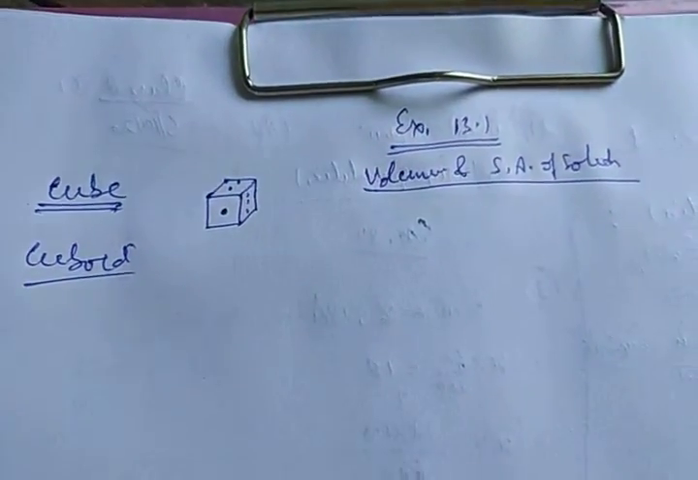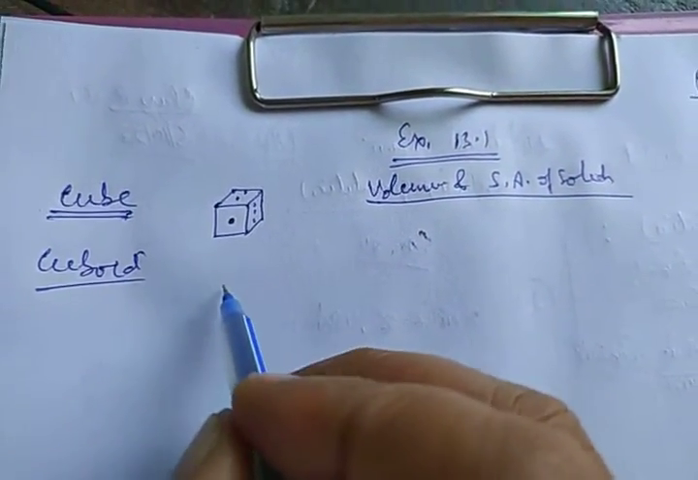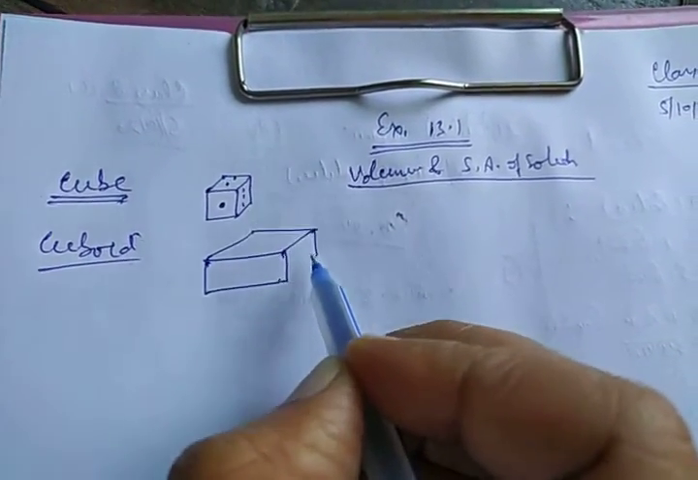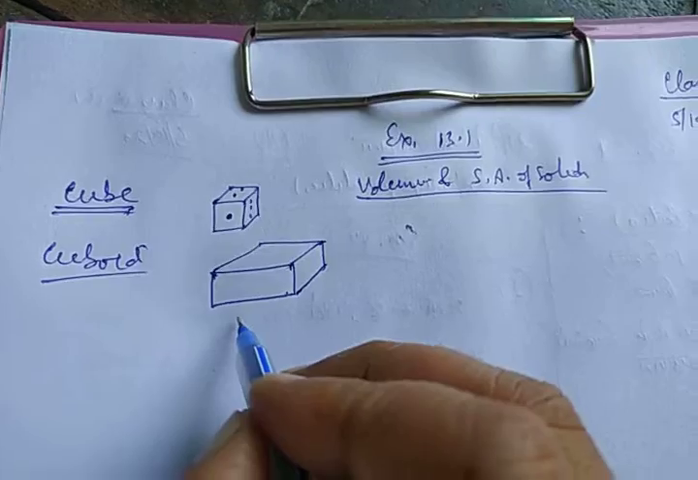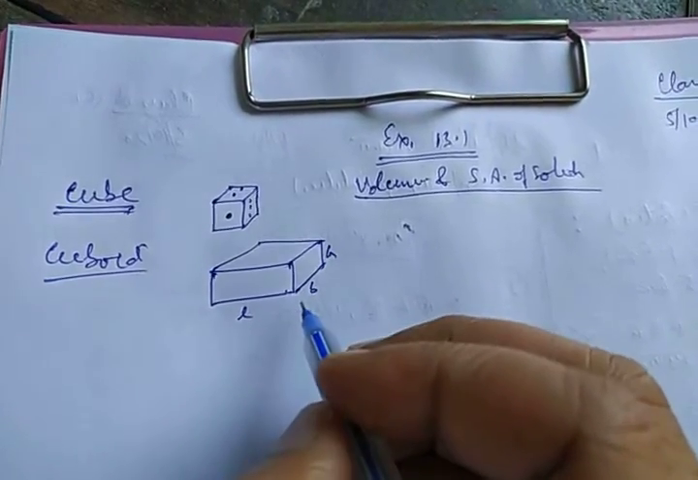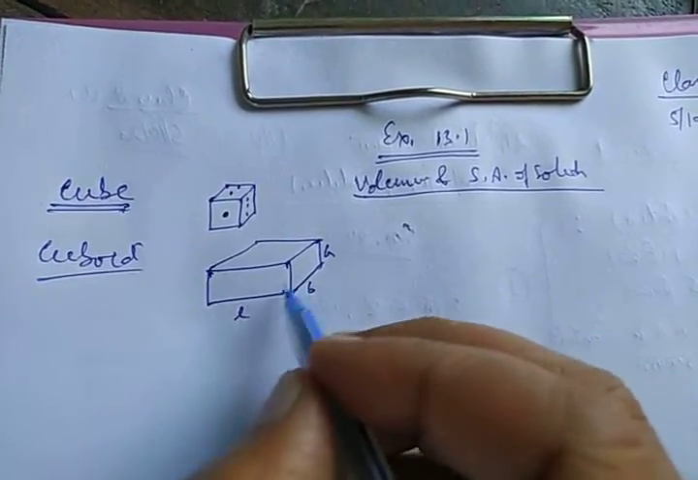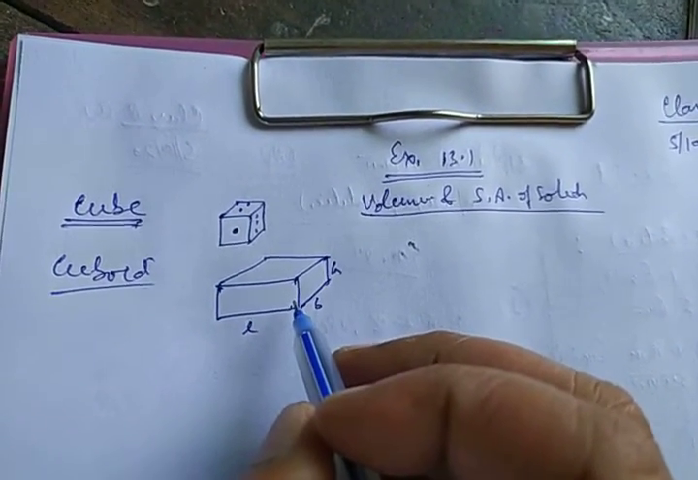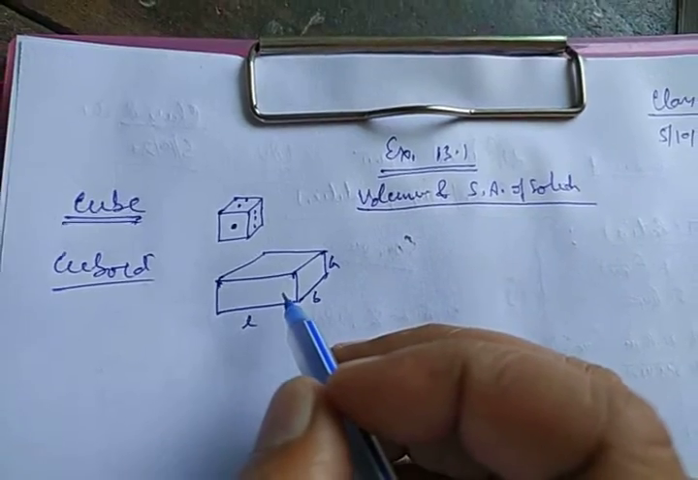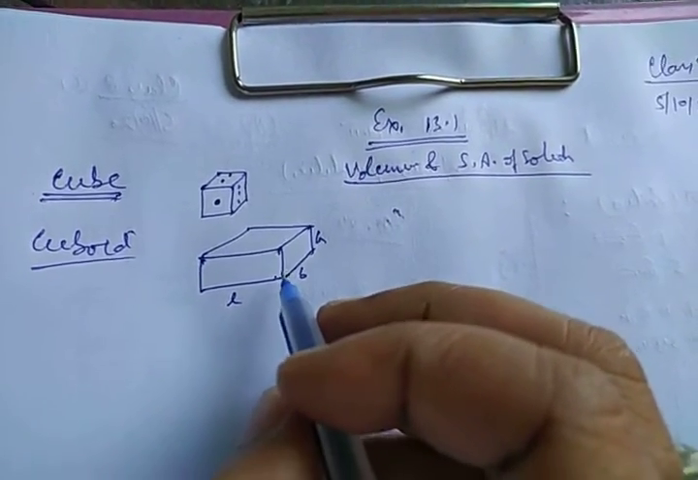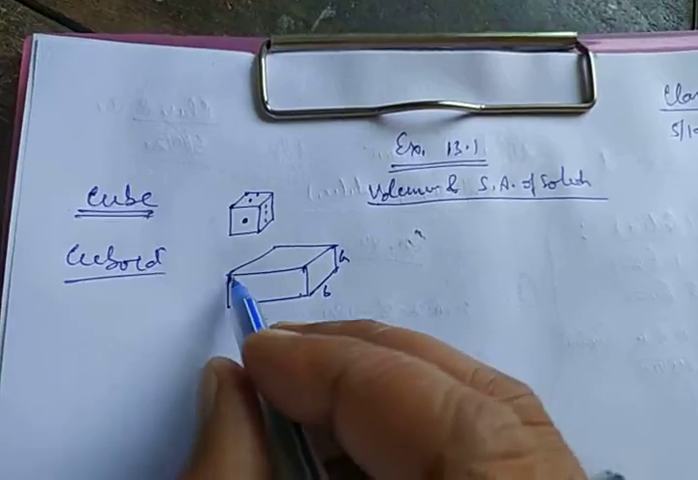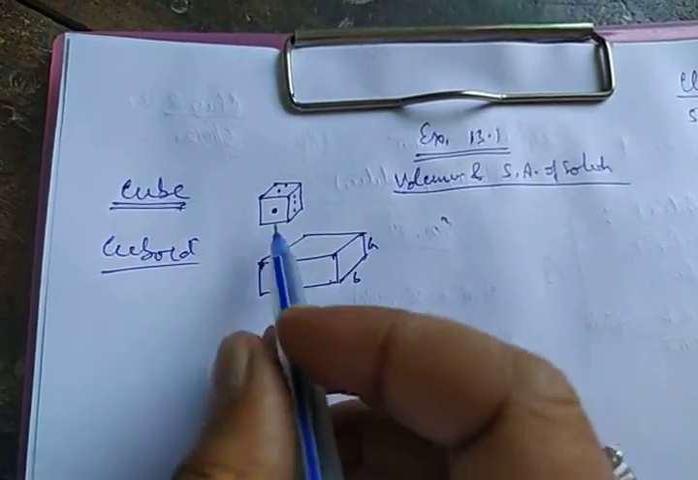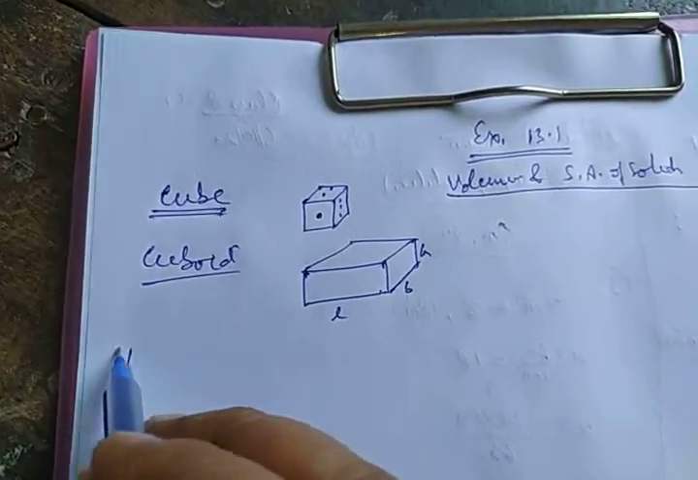Cuboid is an object having different length, breadth, height. It is like this. This type of object is having length, breadth and height, all are different. Then it's called the cuboid. Your geometry box is of the shape of cuboid, and your book is in the shape of cuboid. You can consider a lot of examples. But in this chapter we will discuss the volume and surface area of the cuboids. So first we will take cuboid.